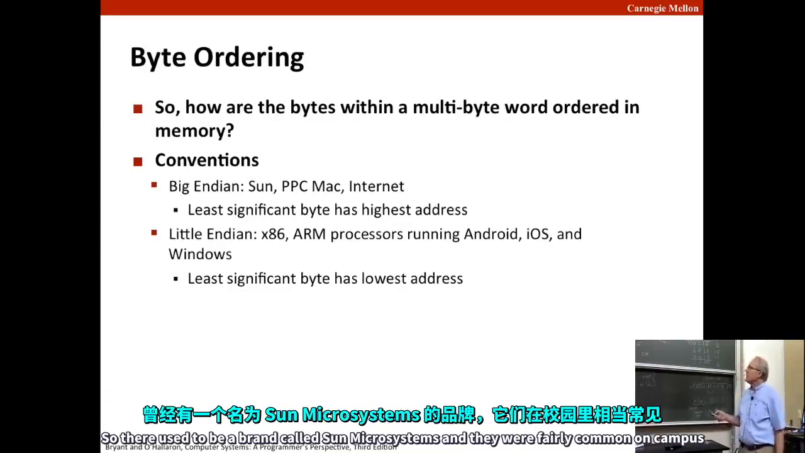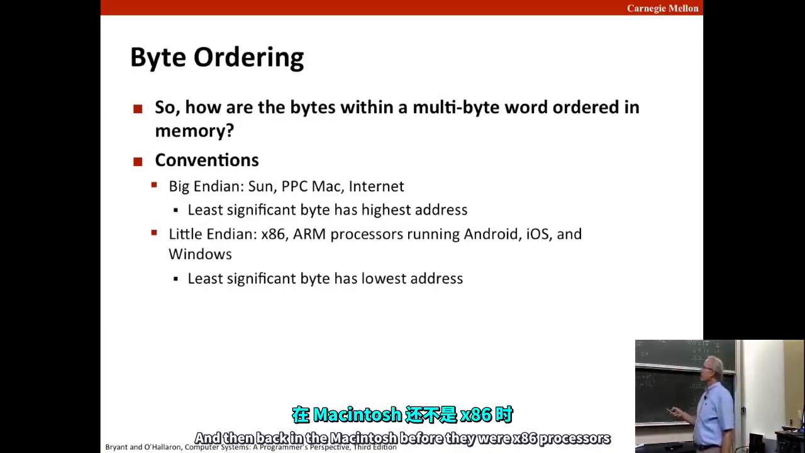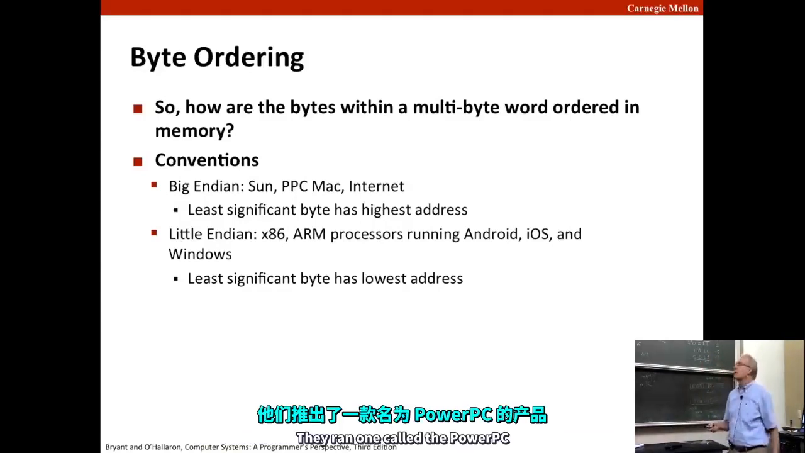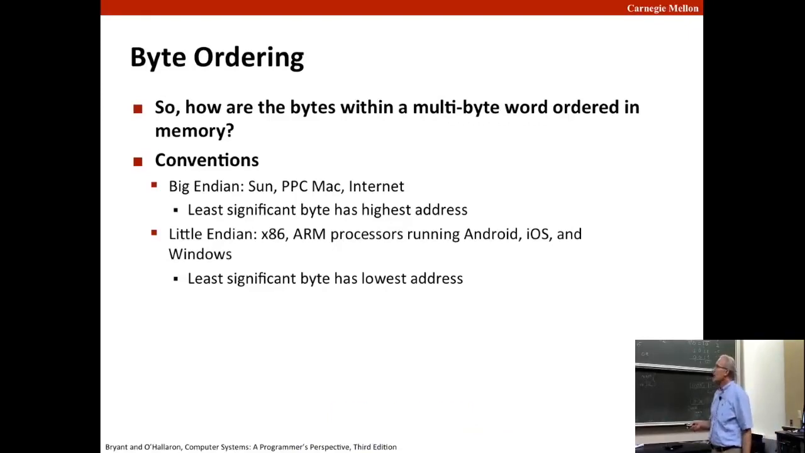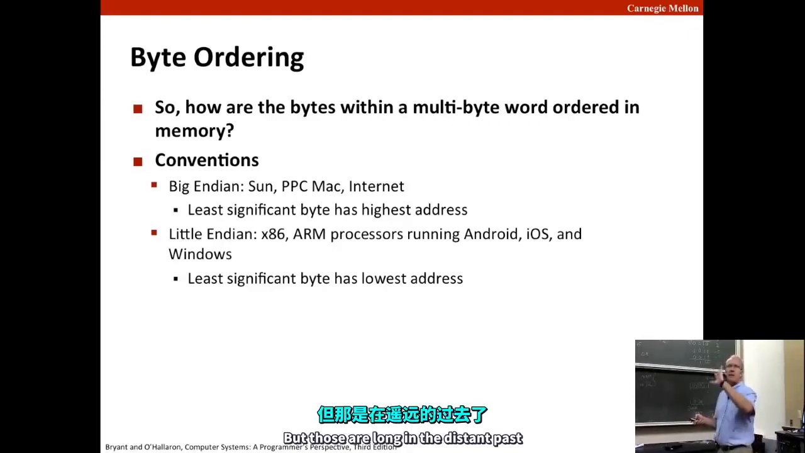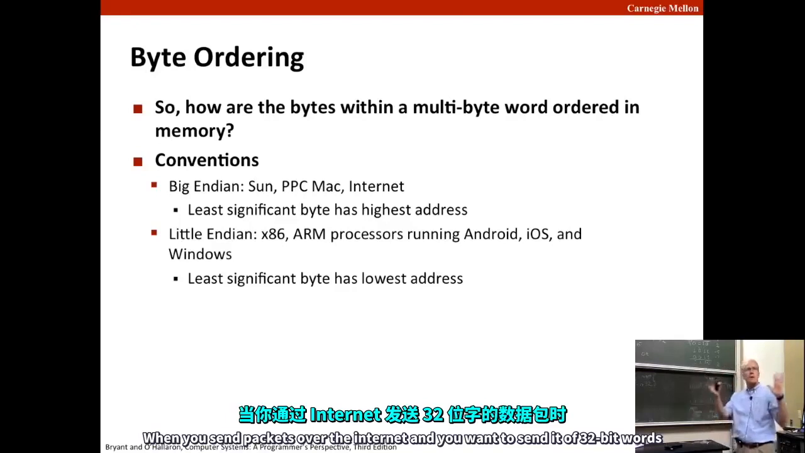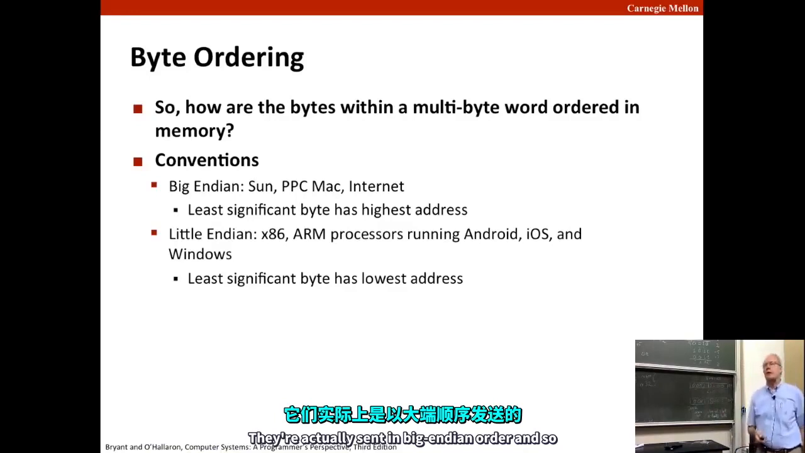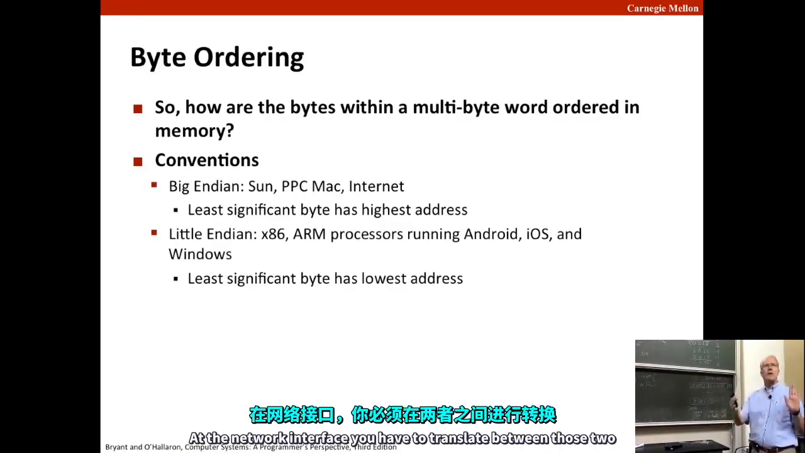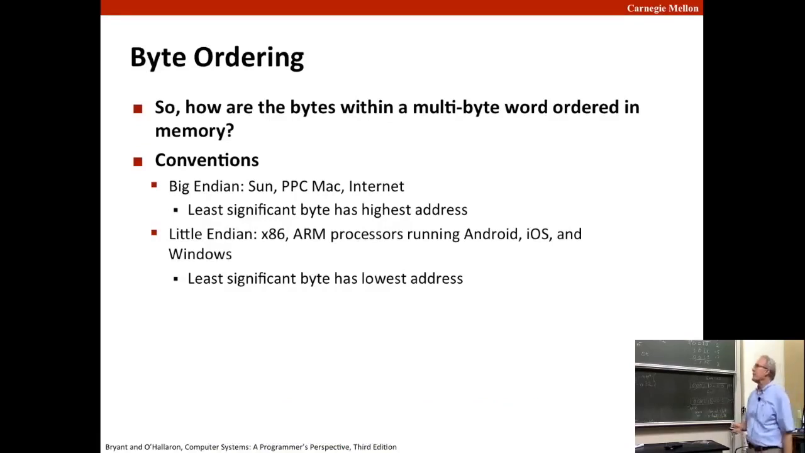So there used to be a brand called Sun Microsystems, and they were fairly common on campus. And then back at the Macintosh, before they were x86 processors, they ran one called the PowerPC. And that was a Big Endian machine. But those are long in the distant past. The Internet's about the only place out there where, when you send packets over the Internet and you want to send 32-bit words, they're actually sent in Big Endian order. And so at the network interface, you have to translate between those two.